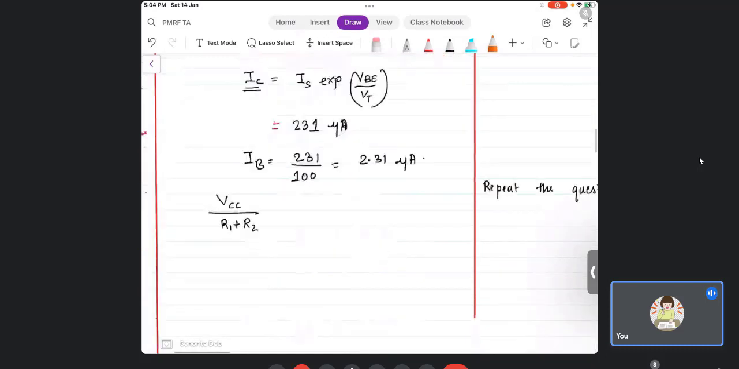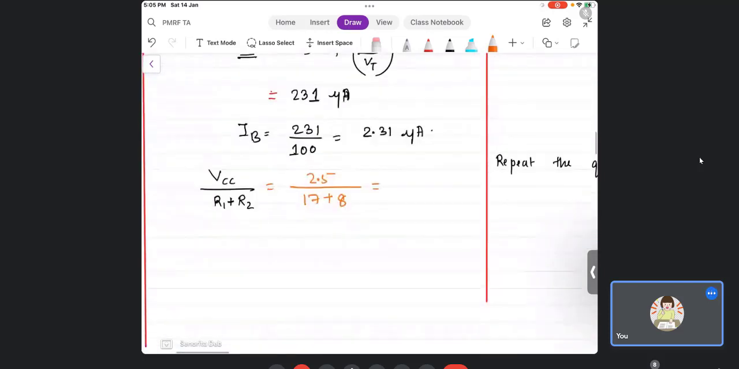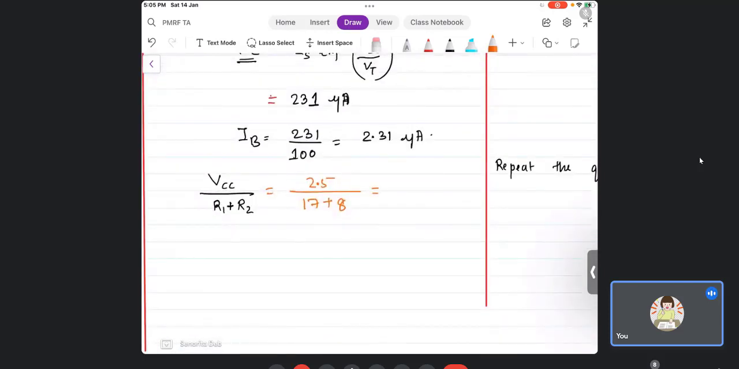So what is the main current? 2.5 divided by 17 plus 8. How much is it coming? It will be in milliamperes, right? So it will be pretty high. 0.1, yeah, 0.1 milliampere, which is nothing but 100 microamperes, right?